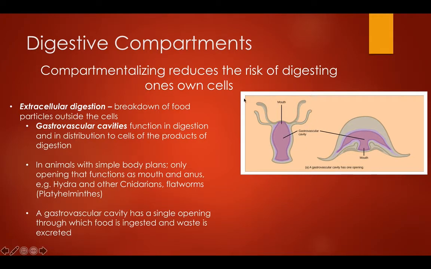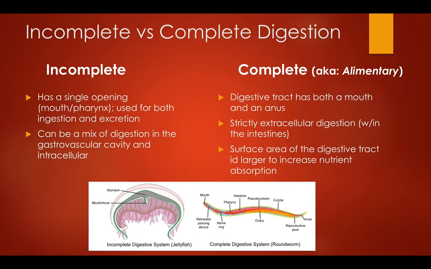So here's an example of a simple anemone or a hydra. And the gastrovascular cavity is this purple space in here. And same with our sea jelly, but the mouth is on the other end. And then here's the gastrovascular cavity. Okay, so speaking of incomplete and complete digestion. Incomplete digestion has a single opening, a mouth or pharynx, and it's used for both ingestion and excretion. It can be a mix of digestion in the gastrovascular cavity and intracellular digestion.